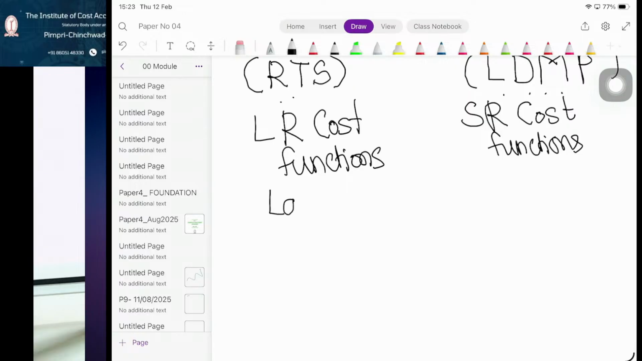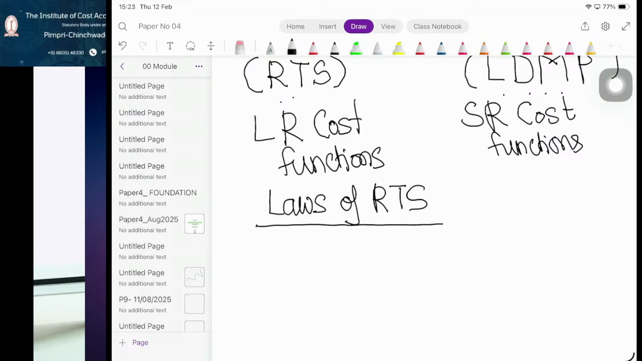Laws of returns to scale. In future I'm going to save time by just writing RTS, capital R, capital T and capital S, standing for returns to scale. Notation is clear, everyone?